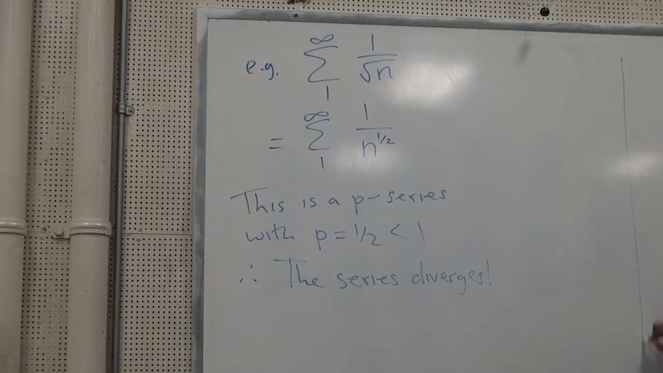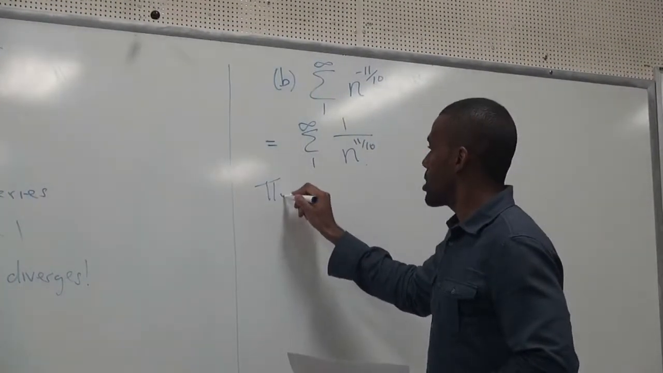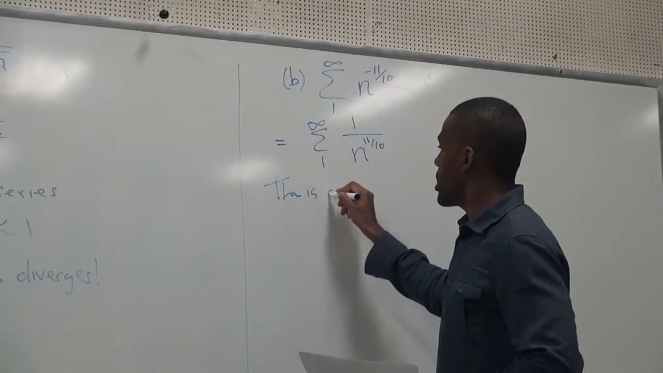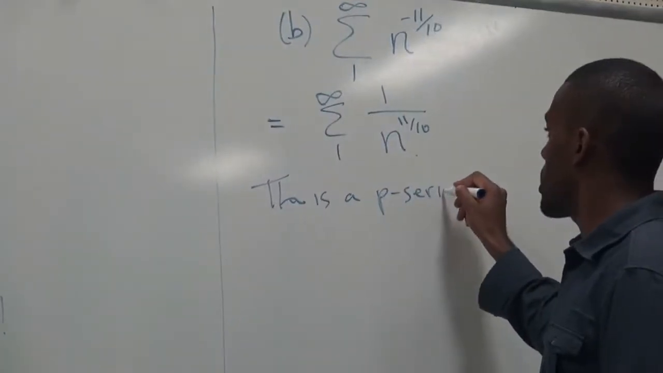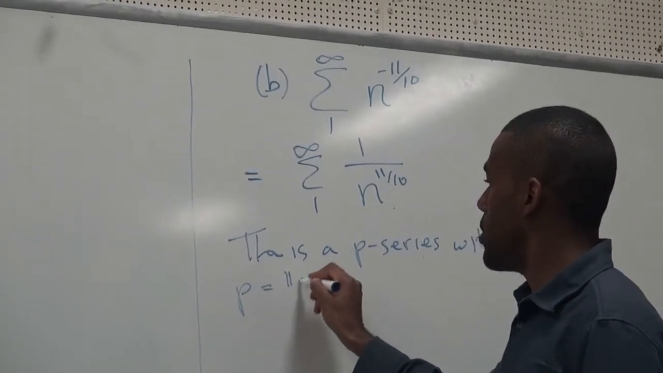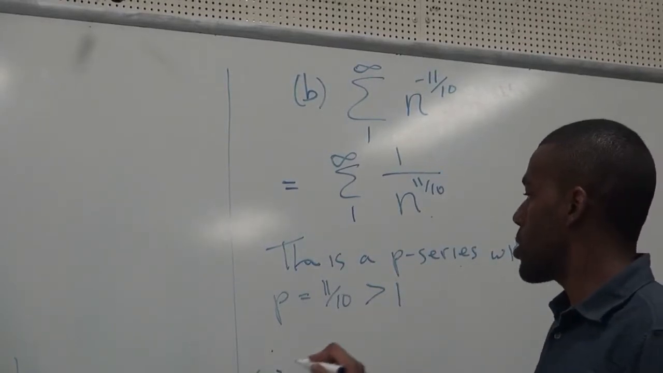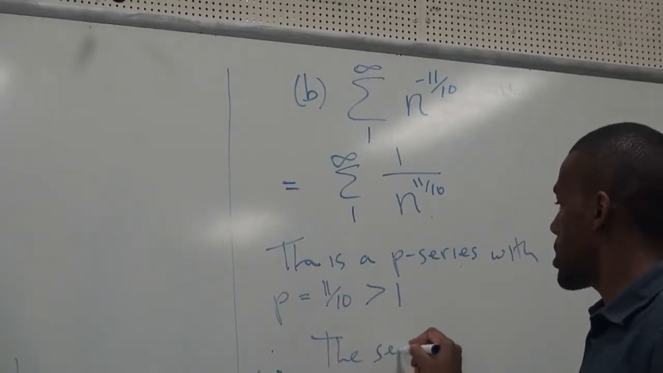It gets more exciting when you have to apply several tests at once. For now, it's still simple. You can realize that this is just 1 over n to the 11 over 10. This is a P series with P equals 11 over 10, which is greater than 1, so the series converges.